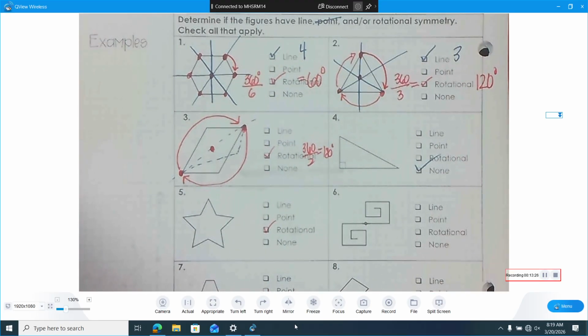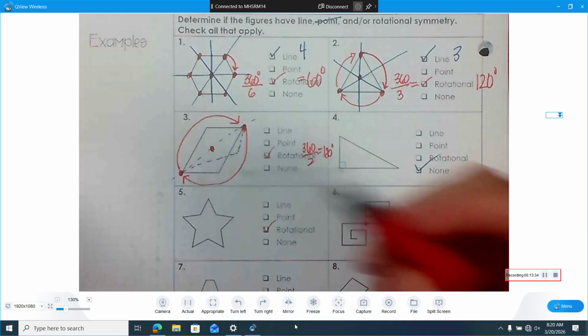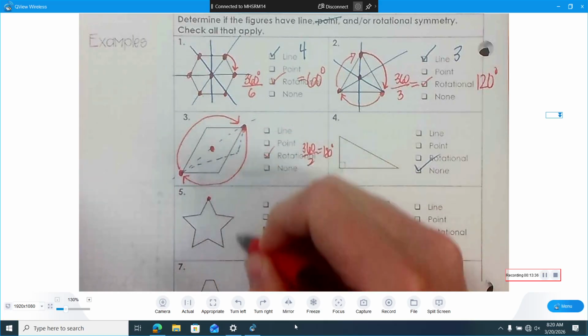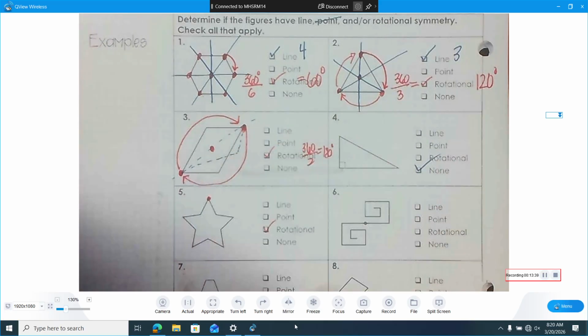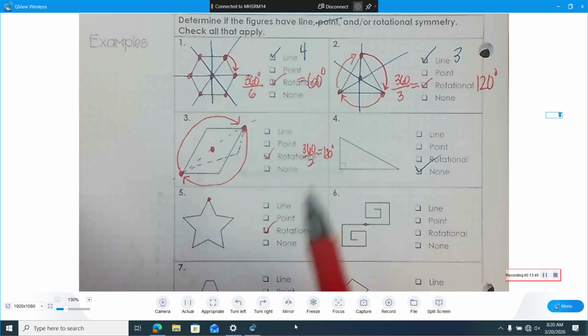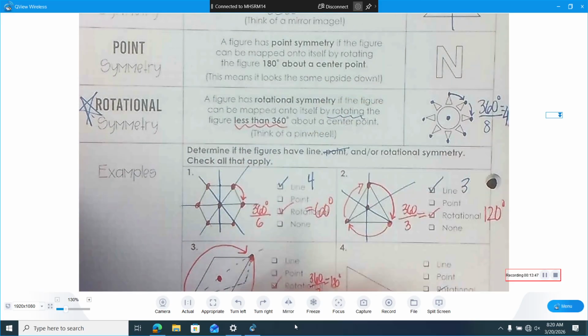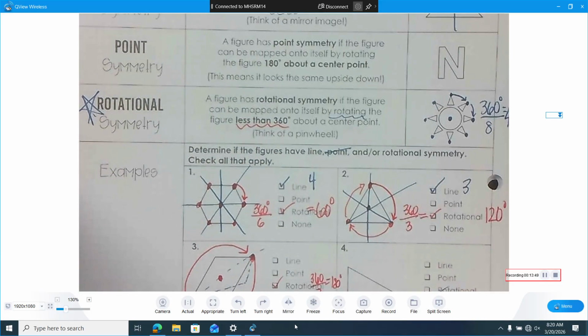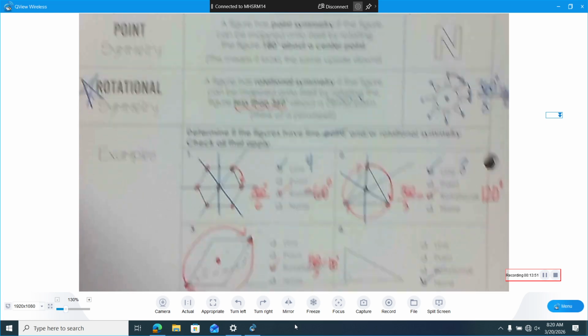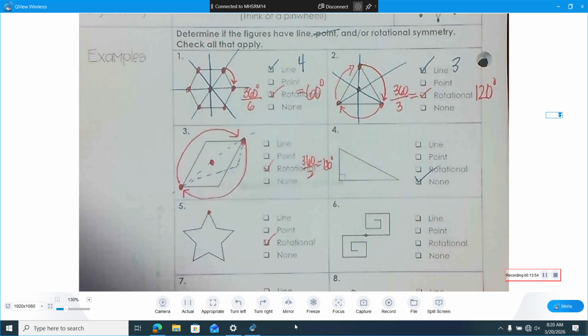What's the minimum degrees for rotational symmetry? 360. Minimum. We want the minimum number of degrees. So yes, I could rotate a full 360 degrees. Every figure can rotate a full 360 degrees and map onto itself. That's true. But it has to be less than 360 degrees to be rotational symmetry, okay? So how many degrees do I need to rotate that star so it looks identical?